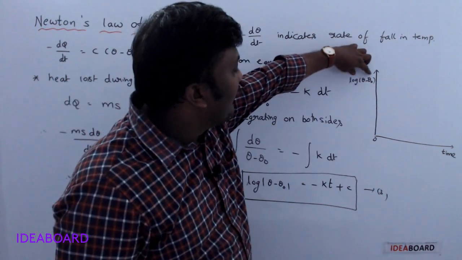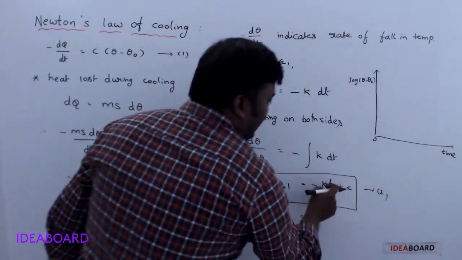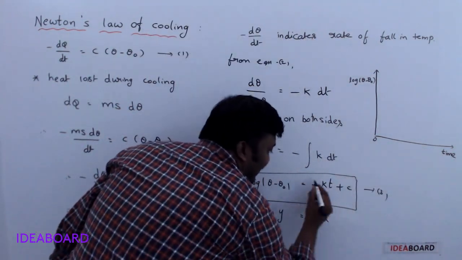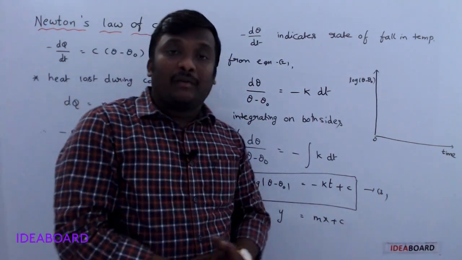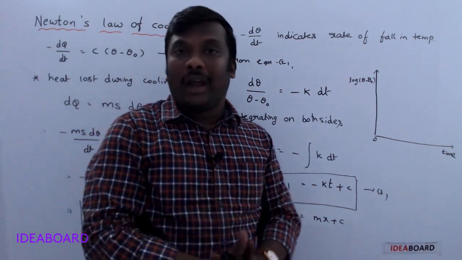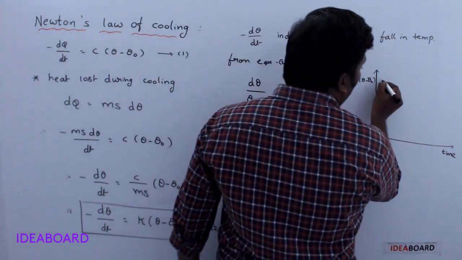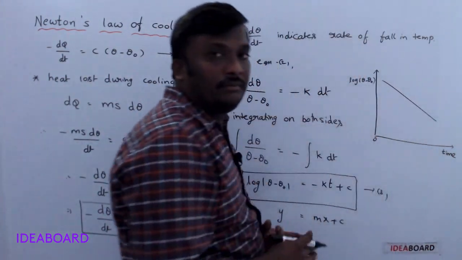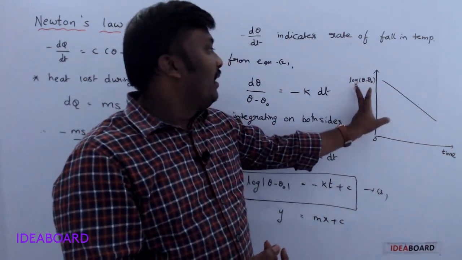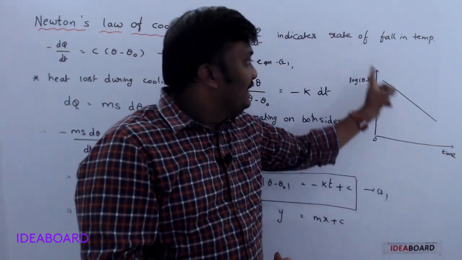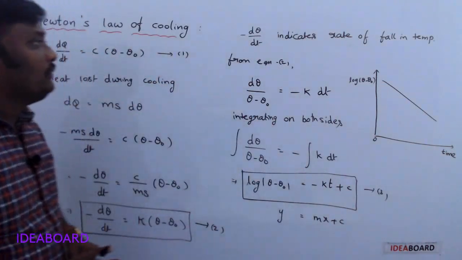You are taking log (theta minus theta naught) along the y-axis, so this is y. Time is taken along the x-axis, so it is x. Now it is similar to y is equal to mx plus c. What is y equals mx plus c? It always shows a straight line, but the slope is negative here. That's why the shape of the graph will come in this way. Okay, it's a very important graph. If you draw a graph between log (theta minus theta naught) and time, it is a straight line with negative slope. Understand? Please note it down.